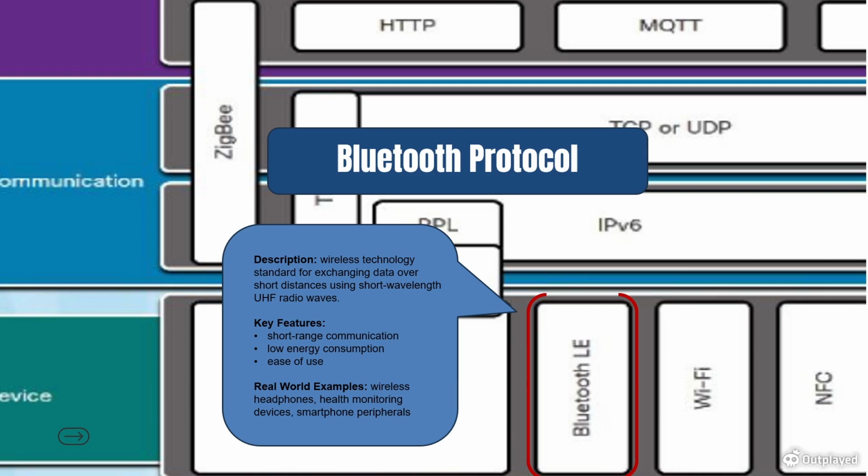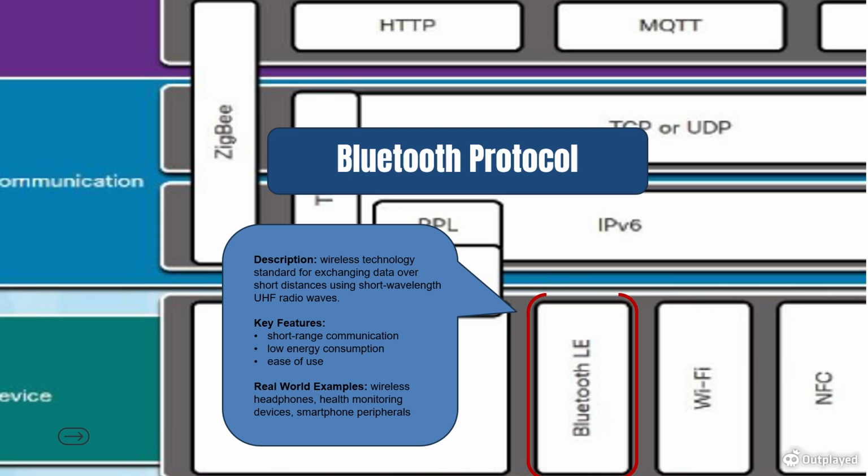The key features of Bluetooth are that it offers short-range communication, low energy consumption, and ease of use, making it suitable for a wide range of consumer electronics. So this can be used in the real world, for example, in wireless headphones, health monitoring devices, and other smartphone peripherals, providing seamless and convenient connectivity. So in conclusion, these 4 IoT protocols, ZigBee, MQTT, NFC, and Bluetooth, each play a vital role in enabling efficient, secure, and reliable communication within the IoT ecosystem.